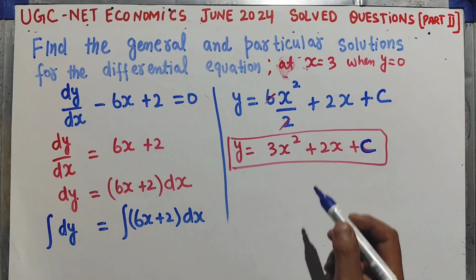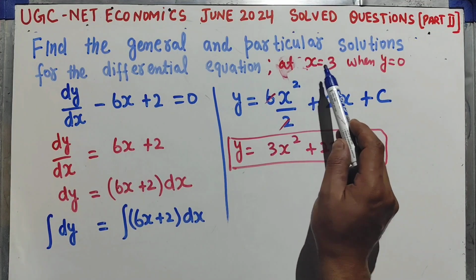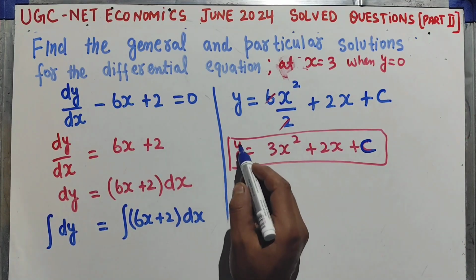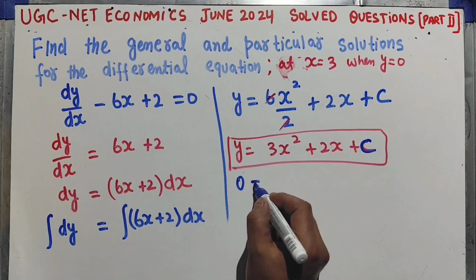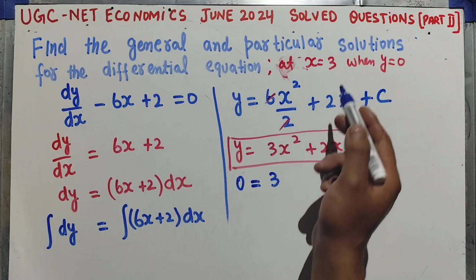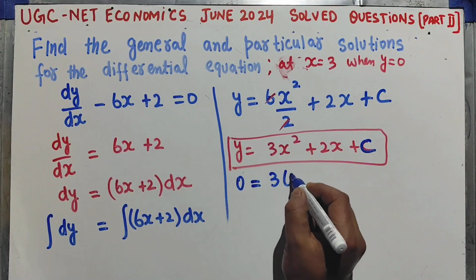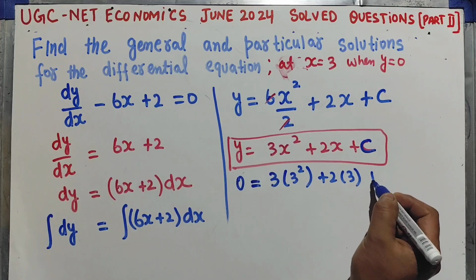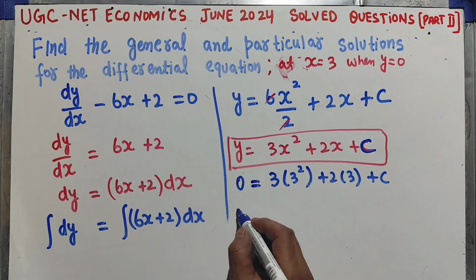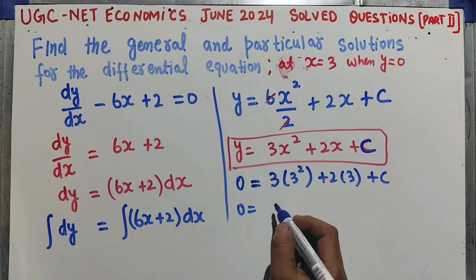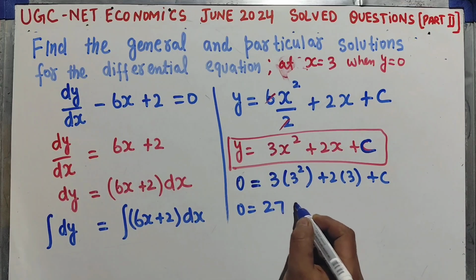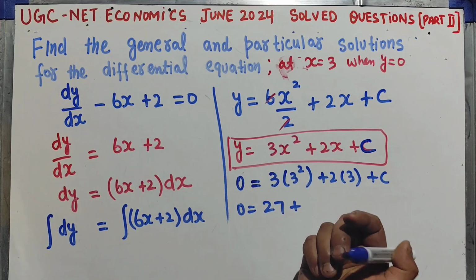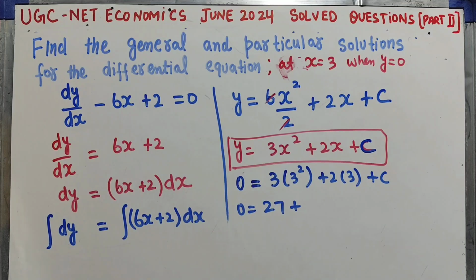Now the initial condition given to us is that x is equal to 3 and y is equal to 0. Now we plug y is equal to 0 here, so in place of y we write 0 is equal to 3 times, the value of x is given as 3, so can I write 3 squared plus 2 into 3 plus c. Which gives us 0 will be equal to 3 3s are 9, 3s are 27 plus, wait a minute, I have made some mistake here.